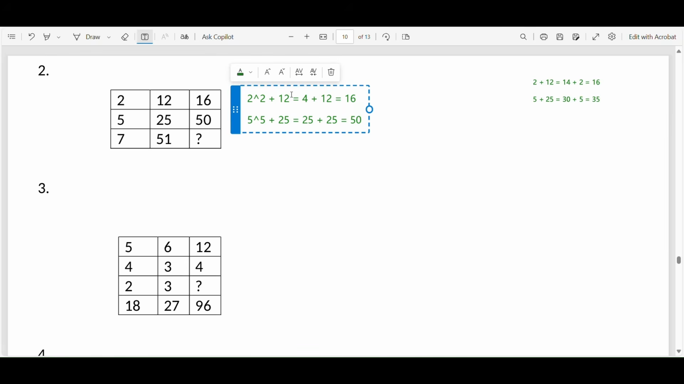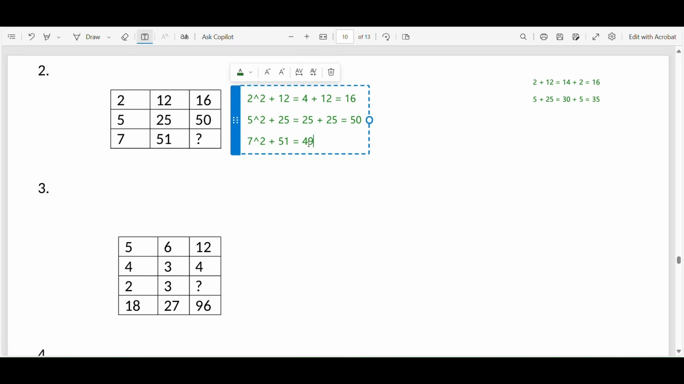So this is true. That means squaring the number by itself and then adding the next number will give you the correct answer. So what is that here? 7 power 7 plus 51. Yes, it is directly squaring it. Squaring the number and adding the next number will give you the answer.